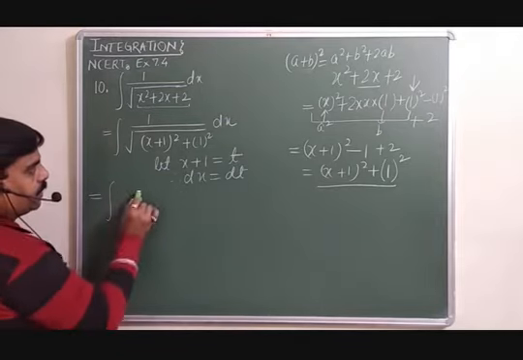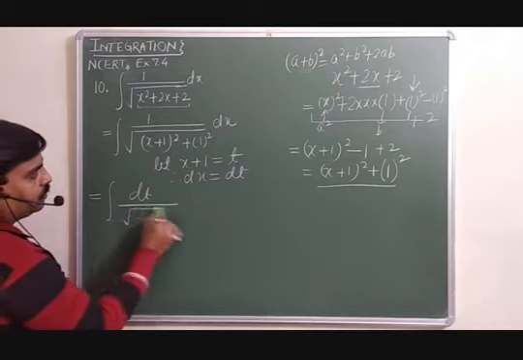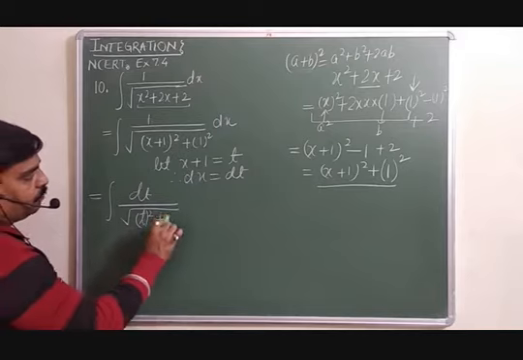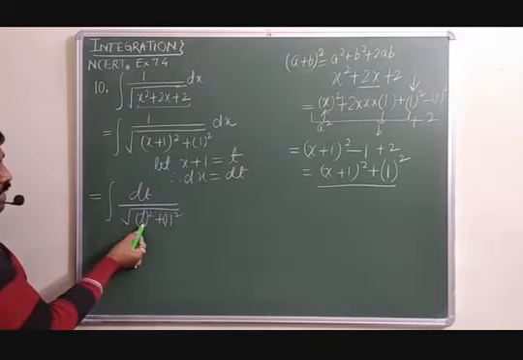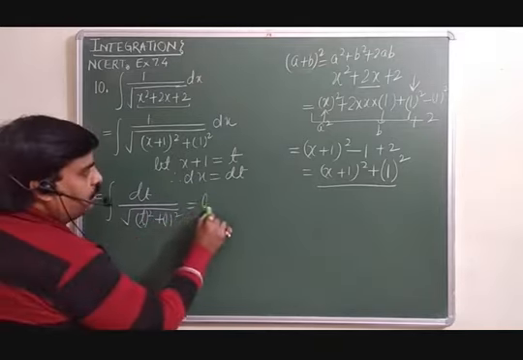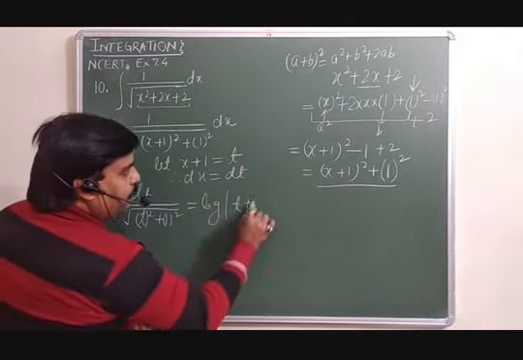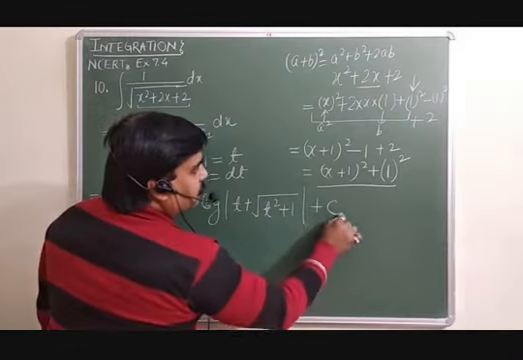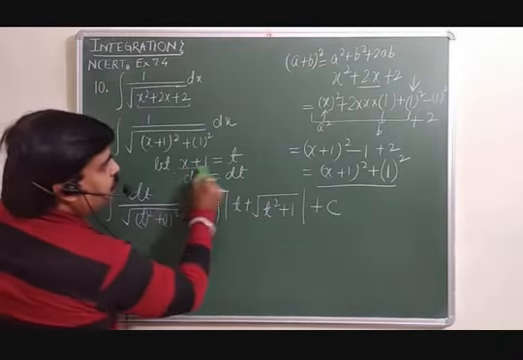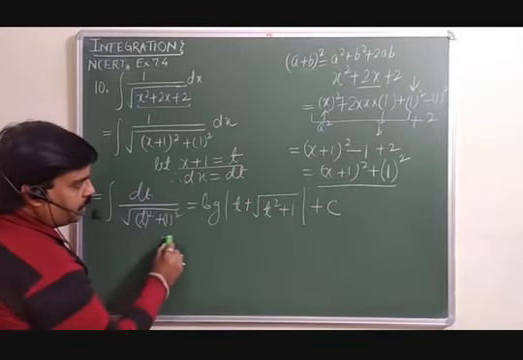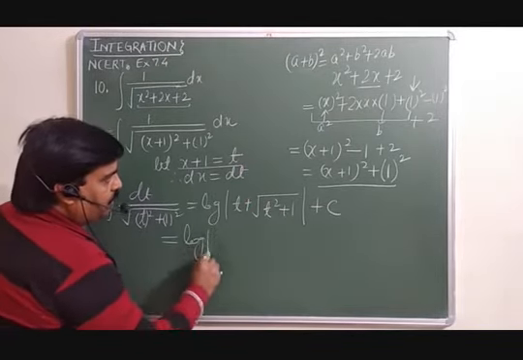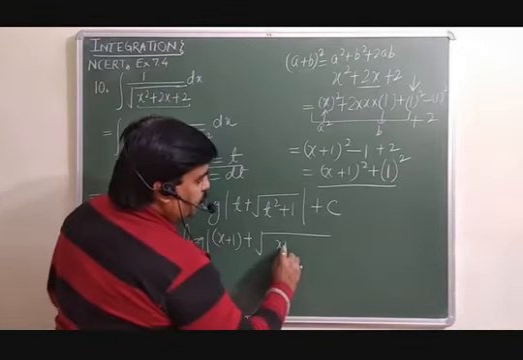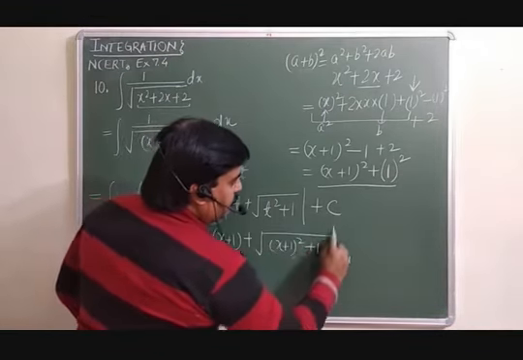1 into dx, that is dt over under root t square plus 1, that is t whole square plus 1 whole square, you can write down. So this is just like x square plus a square, and that is equal to what? Log x plus under root x square plus a square plus c. But t we already assumed as x plus 1, so in place of this t, you can write down log x plus 1 plus under root (x plus 1) whole square plus 1 plus c.